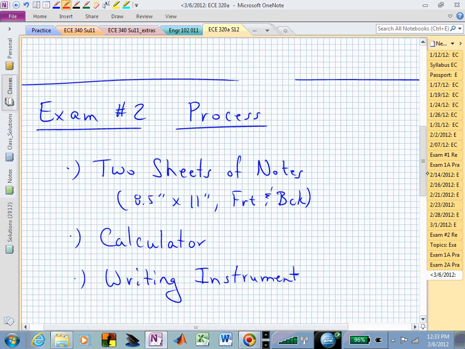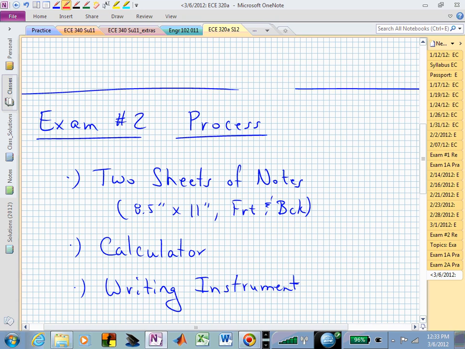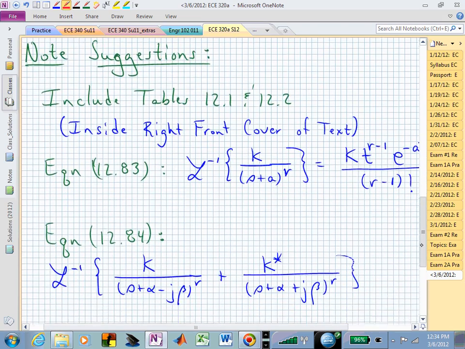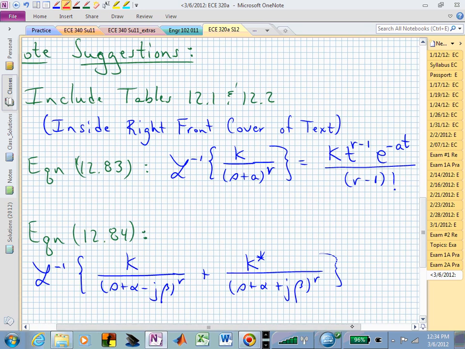The process is consistent with exam number 1, except now you can have that same sheet that you had for exam 1 if you kept it, if you didn't burn it after the exam. If you kept that sheet, you can now add a second sheet to that with more material. You can bring a calculator and something to write with. What I might encourage you or suggest is that you include the following. It might be in your best interest.